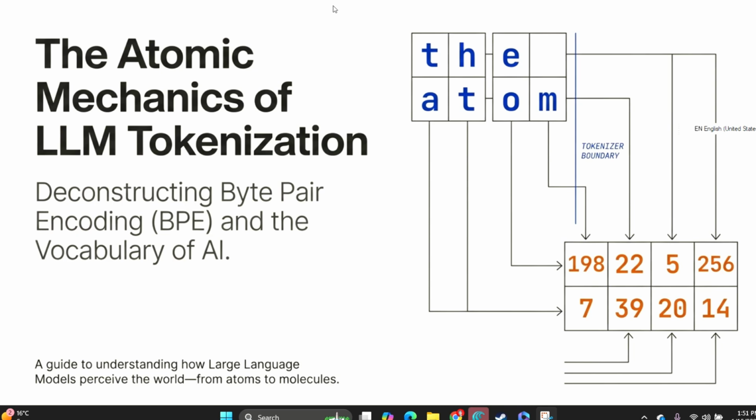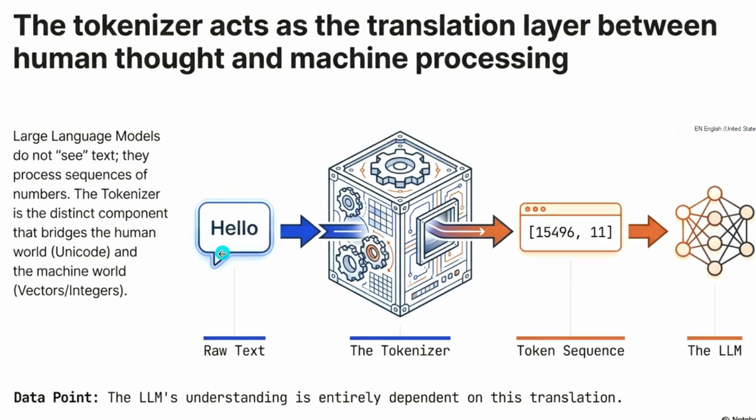Hey everyone, welcome to this video on tokenization and byte pair encoding algorithm. So today we are going to explore byte pair encoding. This is used to merge words to create efficient representations for the LLM.